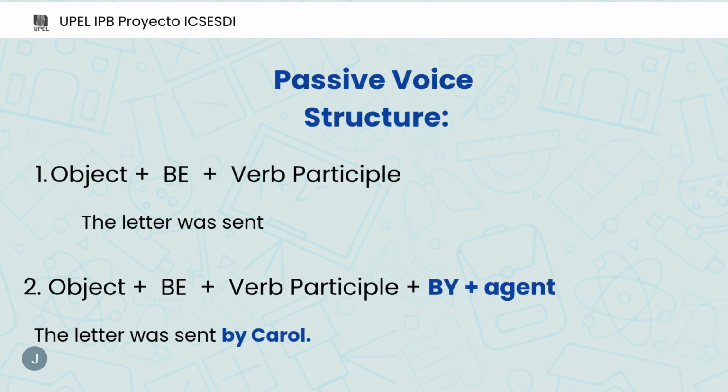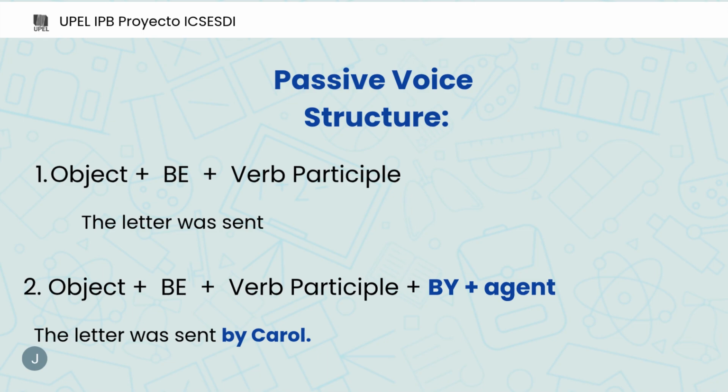Let's check the structure. First, we have the object of the sentence. This is very important. When you don't have any object in the sentence, you can't convert the sentence to passive voice. So take it into account. Then we have the verb to be. The verb to be has to adopt the verbal tense of the sentence. And at the end, you have the verb in participle, the principal verb or action of the sentence.